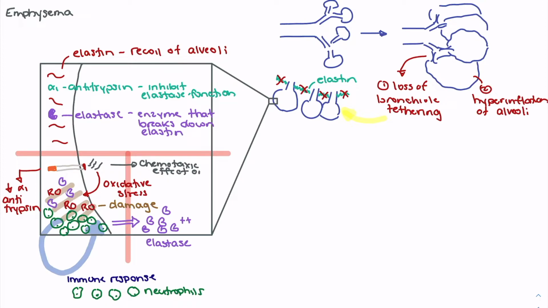And it's going to make more neutrophils come to the area. So we start to see, again, more neutrophils, and we know that more neutrophils means more elastase. More elastase means we're going to break down more elastin, which is the core problem here that causes this hyperinflation and loss of bronchial tethering.